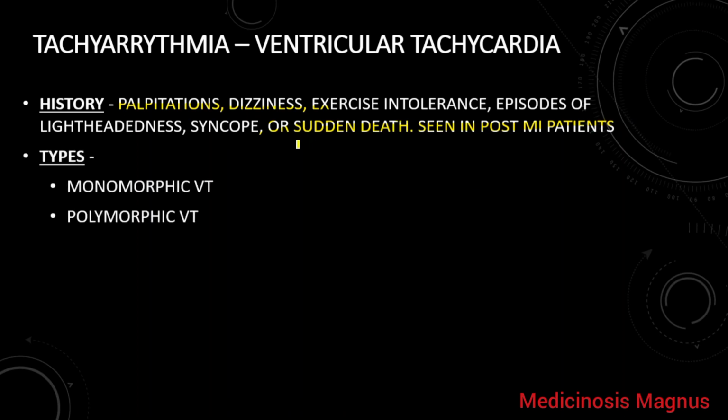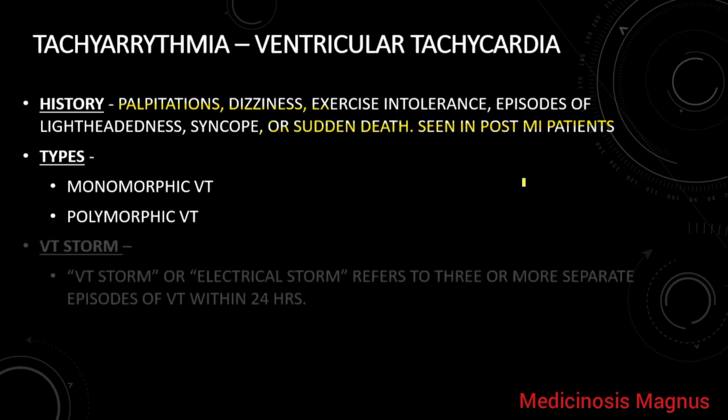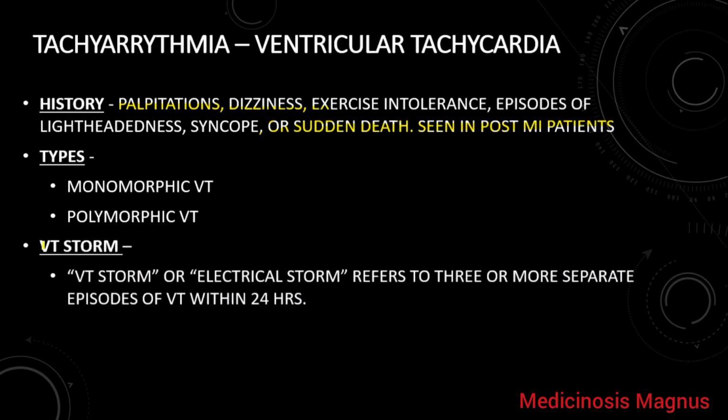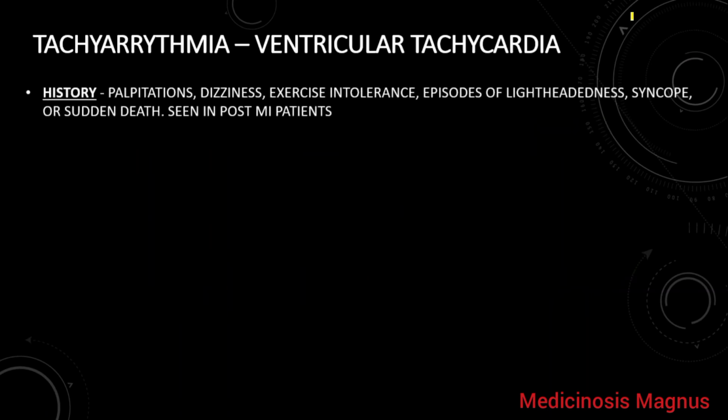There are two types of VT, that is monomorphic VT and polymorphic VT. And there is a special term here, VT storm. What is a VT storm? VT storm or the electrical storm refers to 3 or more separate episodes of ventricular tachycardia within 24 hours. In a single day, the patient would have 3 or more episodes of ventricular tachycardia. That is VT storm.